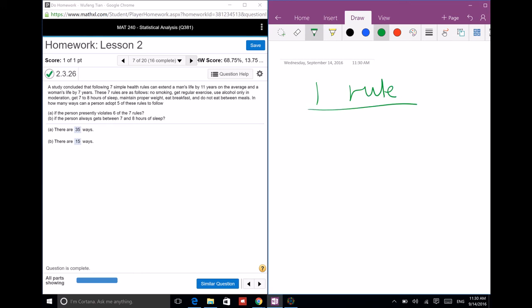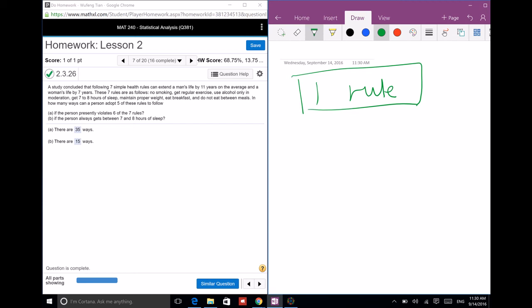Now, a person adopted 5 of those rules to follow. In how many ways? He has already obeyed 1 rule, so he needs to obey 4 other rules to satisfy adopting 5 rules. So now he has 1 rule.